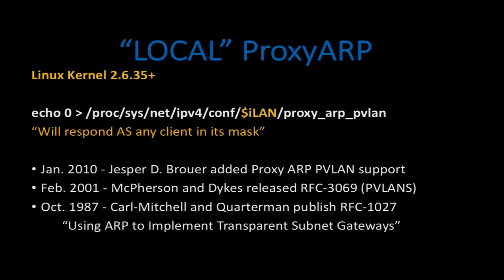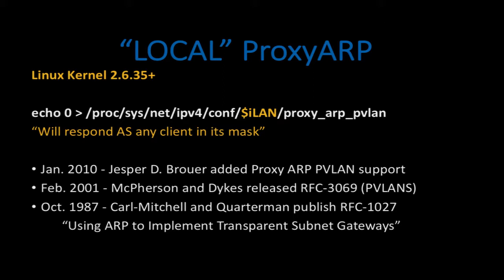So this is local ProxyARP, right? And this is why I get to talk, because I couldn't find anything about this, honestly. There is information out there, but to be able to do this, it's not really very prominent. It's been available in the Linux kernel since 2.6.35. That is actually the command of how you enable it. It's very simplistic. You just add it into your Linux configuration file there. And essentially what it does is it responds to any client in its subnet mask, right?